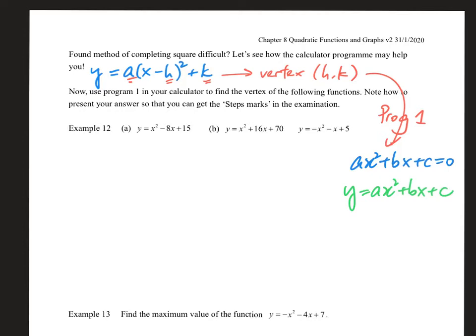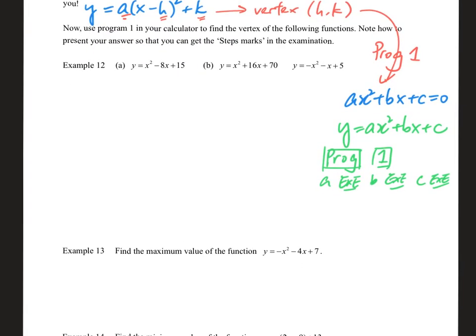For example, when you use program 1, first of all, you enter the button program 1, and then you enter the value of a, EXE, b, EXE, and c, EXE. The program next will return you 5 values. The first one, you've got h. Second one, we've got k. So this is the trick we are going to use to help us to use the method of completing the square. The third value will be the delta.